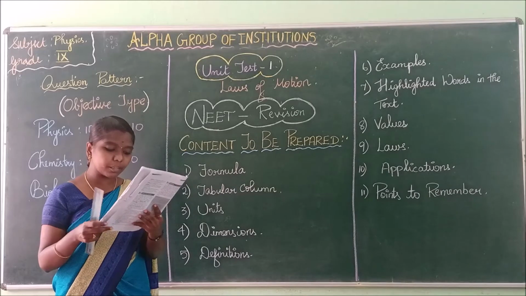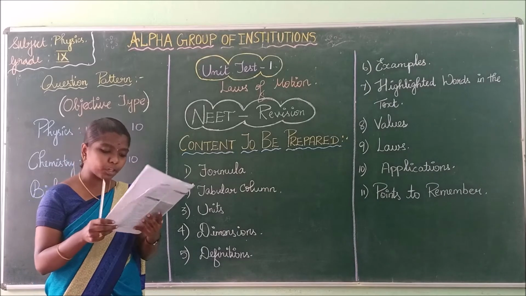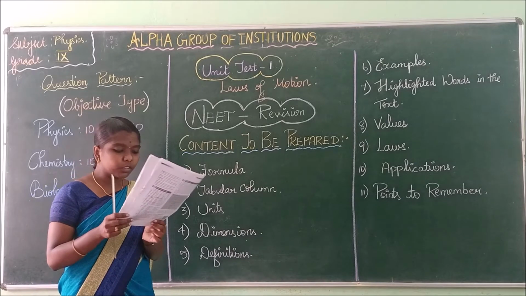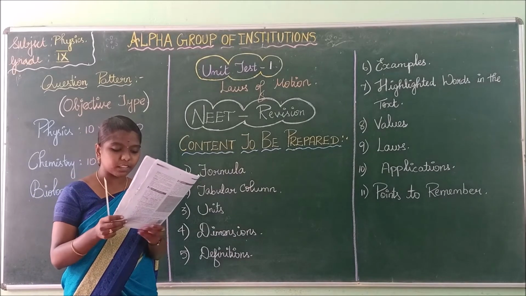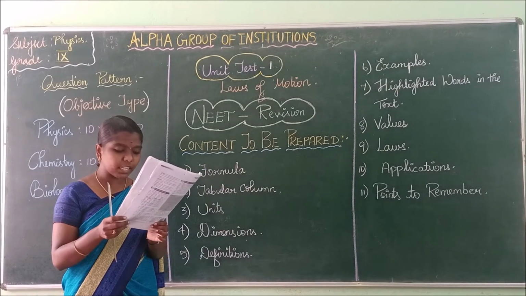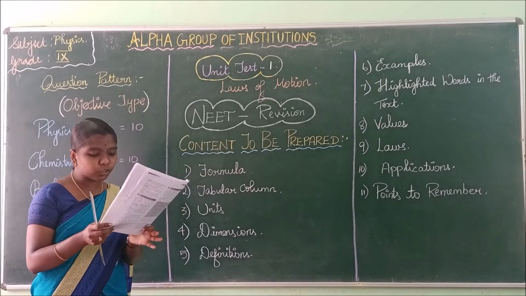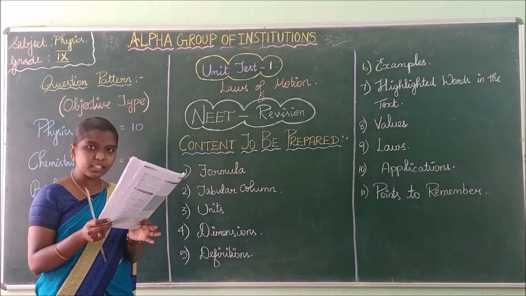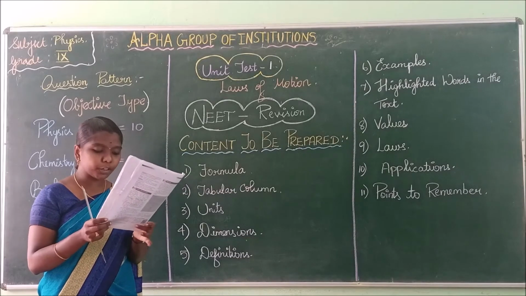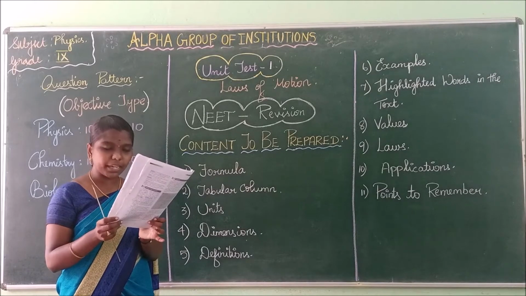Next is linear momentum. Take your next page, linear momentum. You have to read the formula for linear momentum: P equal to mv, mass into velocity. Mark the unit of momentum in the SI system. The unit of momentum in the SI system is kilogram meter second power minus 1. You have to be careful with the powers. Underline that, kilogram meter second power minus 1.